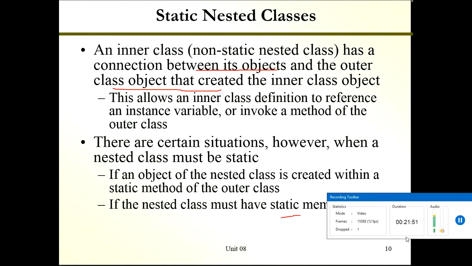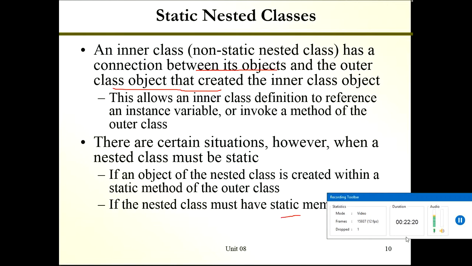So what is the use and what are the further characteristics? A static inner class can have non-static instance variables and methods, but an object of the static inner class will have no connection with the object of the outer class. So both the objects will not be related to each other.